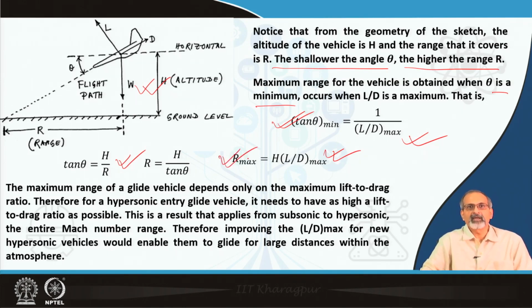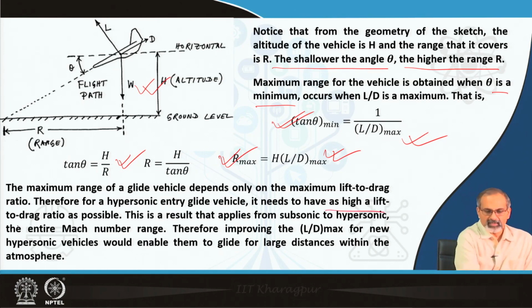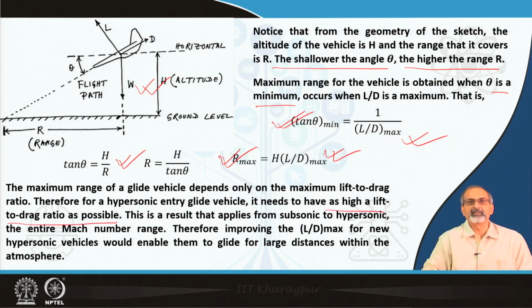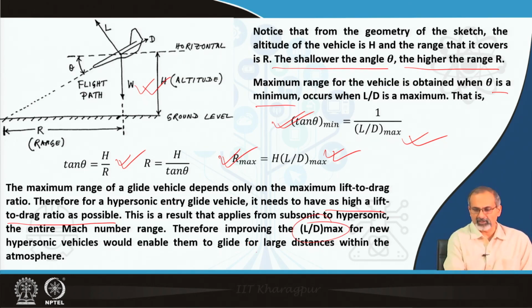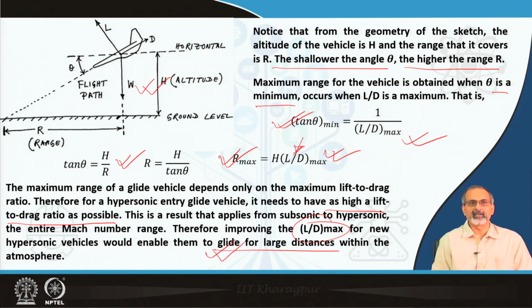So, maximum range of a glide vehicle depends only on the maximum lift to drag ratio. Therefore, a hypersonic entry glide vehicle needs to have as high a lift to drag ratio as possible. This is a result that applies from subsonic to hypersonic Mach number range, so this is not a surprise really. Improving L by D max is an important finding which is reiterated here, and hypersonic vehicles which intend to glide for large distances would have to emphasize improving the L by D max.